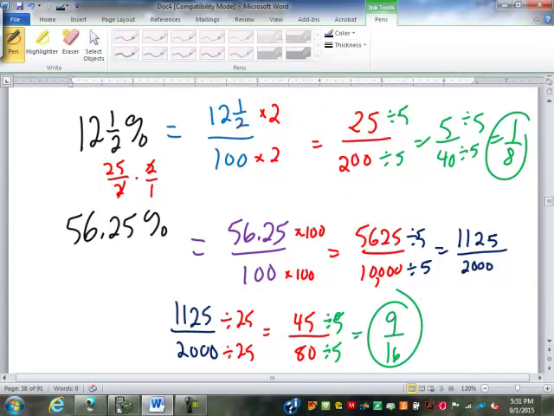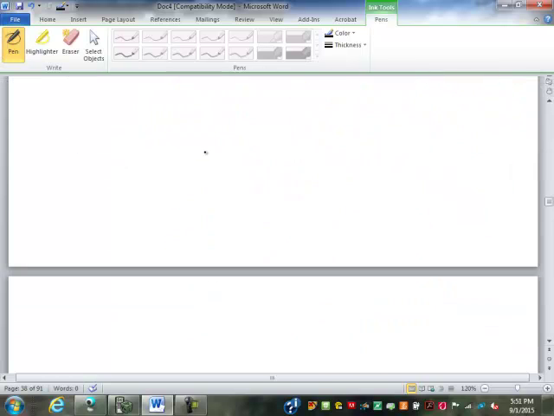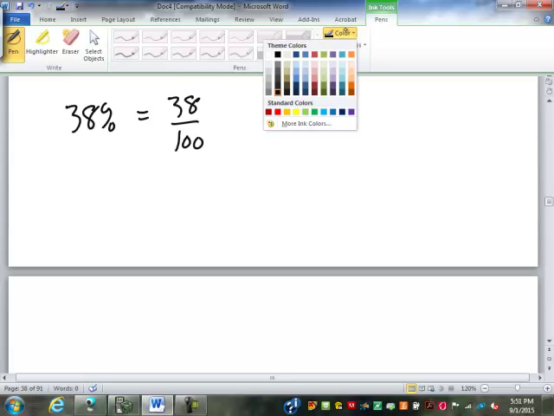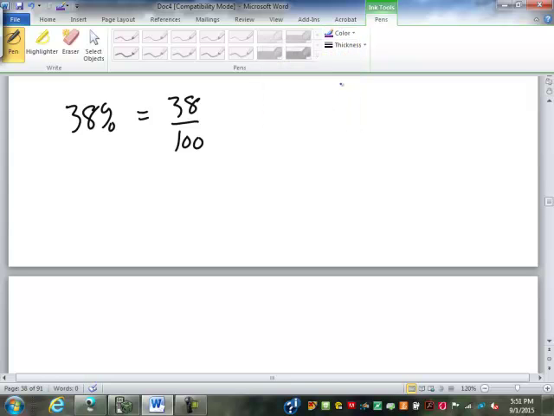Any questions? Okay. Well, our next conversion is quite a bit easier. If I want to go from a percent into a decimal, 38%, as we said before, is just 38 over 100. Rather than reducing that fraction, we can just turn it straight into a decimal by dividing it out. 38 over 100 can be turned into a decimal by doing 38 divided by 100, which is 0.38.